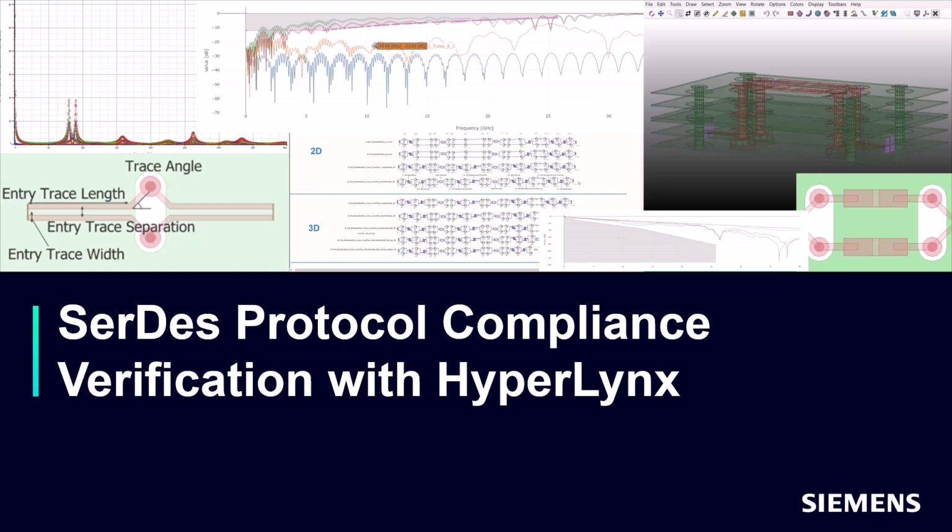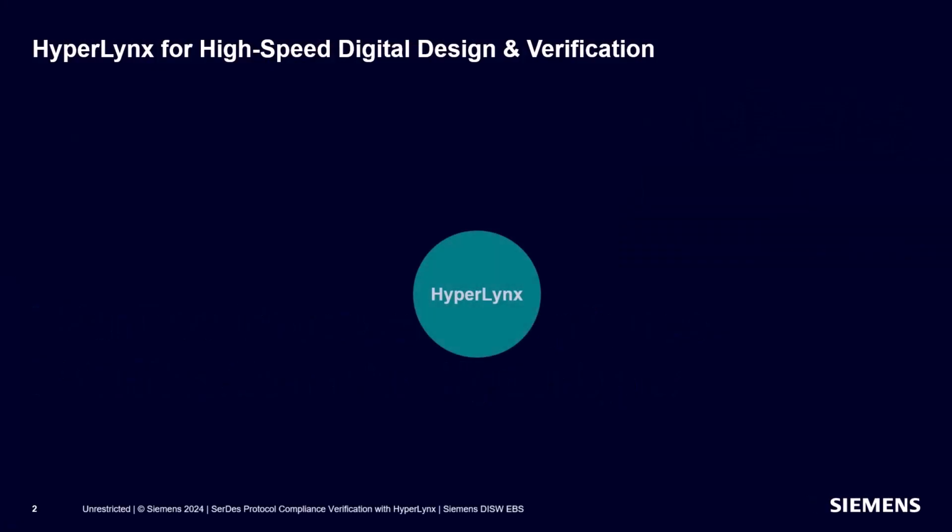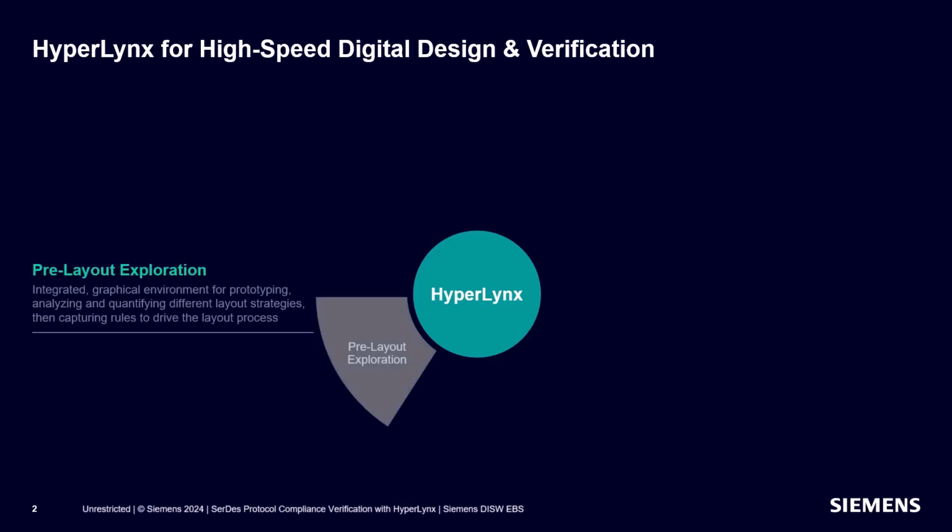In this presentation, we'll look at how Hyperlink supports the complete process of serial link design and verification. Hyperlinks is an integrated family of products for high-speed system design, automated optimization, and verification. By design, we mean all the planning and analysis that you do before layout to define the rules you want to use to place and route the board.